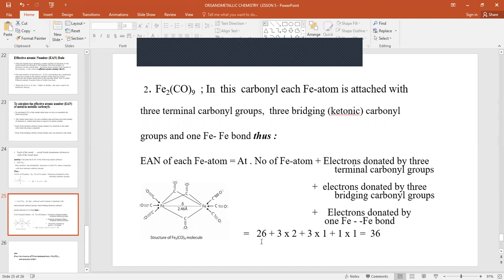This is equal to 26 plus 3 times 2, for the 3 terminal carbonyls each contributing 2, plus 3 times 1, for the 3 bridging carbonyls each contributing 1 electron, plus 1 times 1, for the 1 metal-metal bond, 1 electron being contributed by 1 metal. The total will be 26 plus 6 plus 3 plus 1, which is equal to 36. This is the atomic number of the inert gas. Therefore, the rule is obeyed.